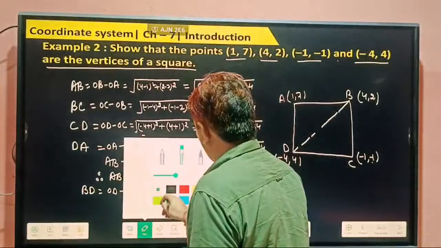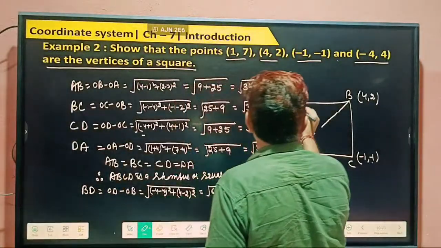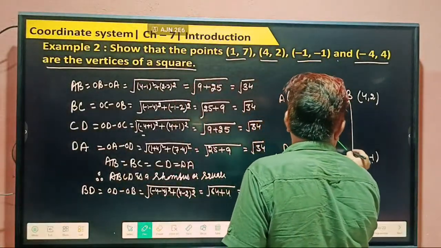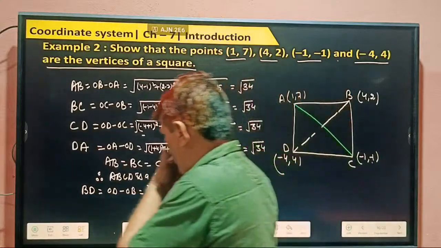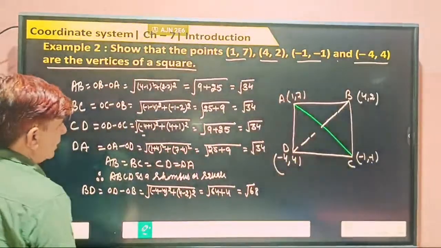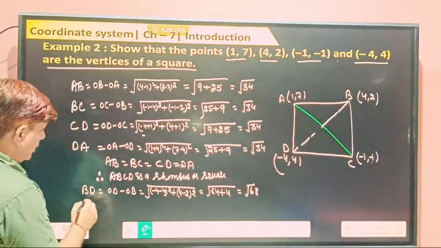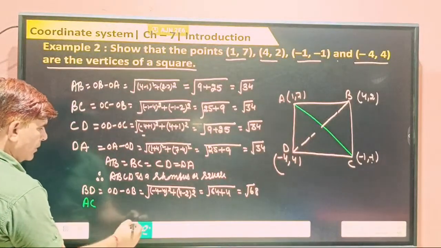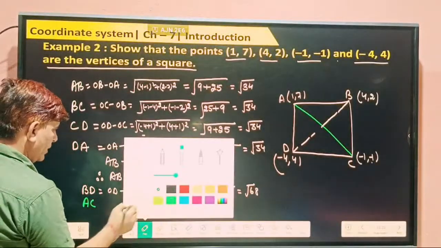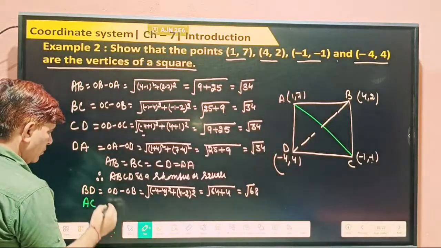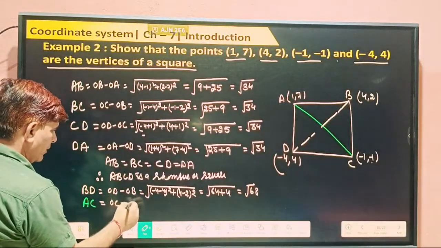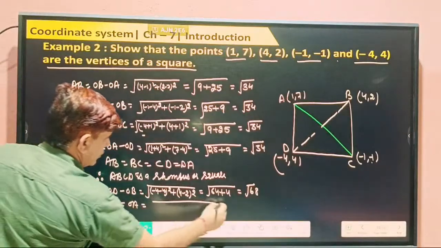Now we can find out the value of this diagonal, the distance between these 2 points. So we can say, finding out BD and AC. AC equals OC minus OA. So apply this.